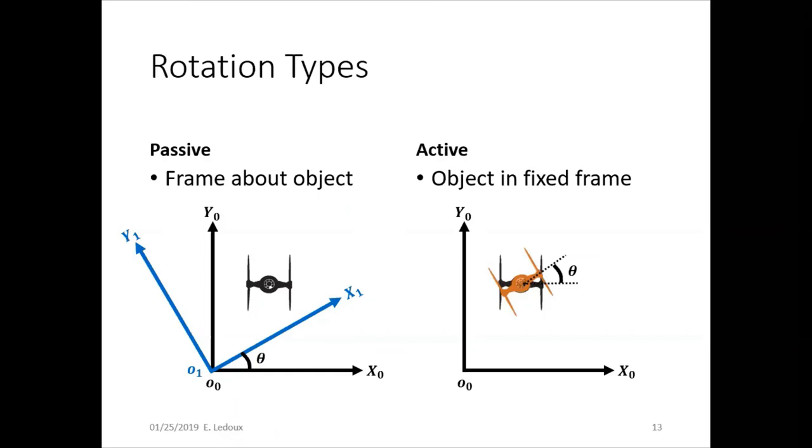There are two types of rotations. Passive rotation is rotating the frame about the object. So you can see here in this example, the black frame rotated and became the blue frame. Active rotation is the object in the fixed frame. So you can see that here, the TIE fighter itself is what rotates. The frame remains static. So two different rotation types.